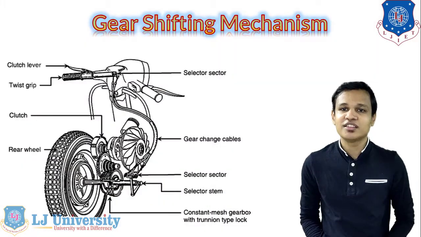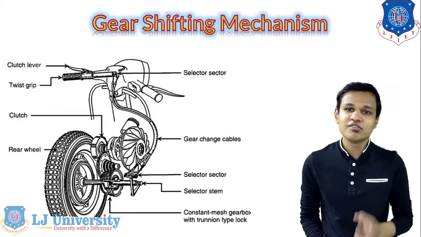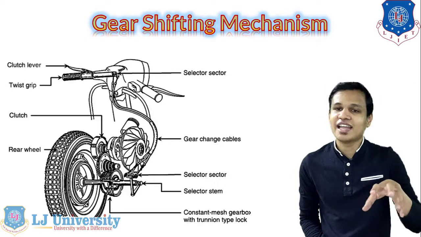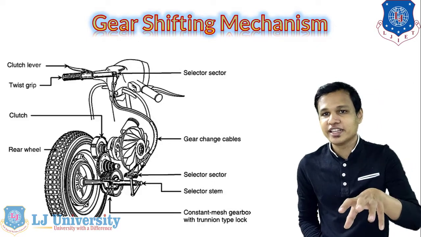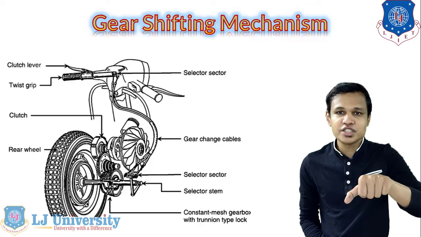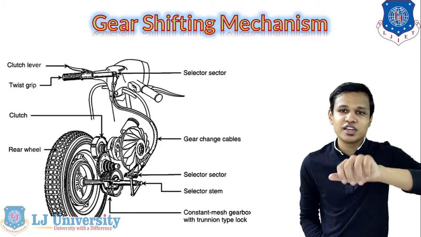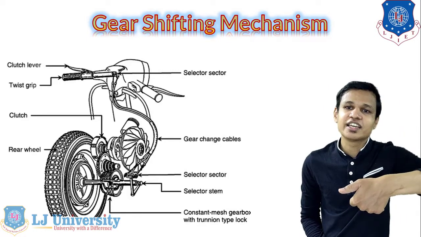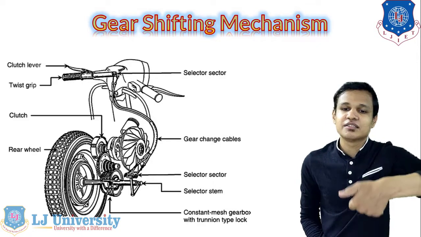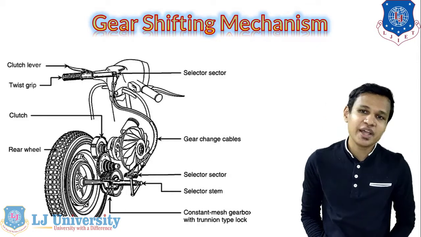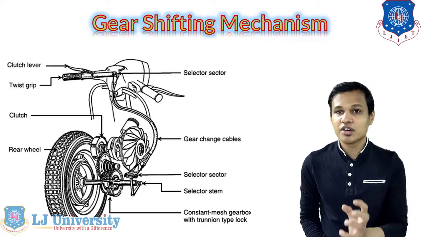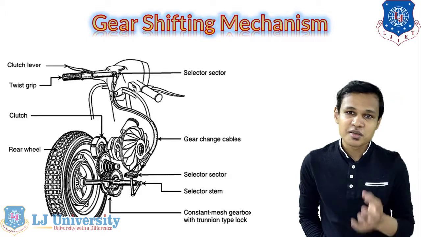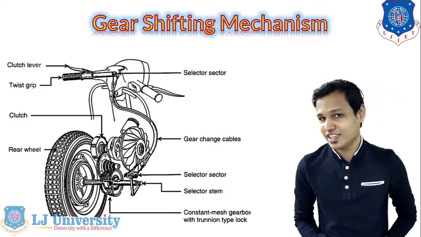In the figure right now you can see the gear shifting mechanism operated by hand. You can see the clutch lever and the grip provided together, so the clutch lever is pushed, and with the pushing of the clutch lever the grip is lowered down, right? With that the gear is shifted. This is a comparatively simpler mechanism; the number of components required for shifting gear is much lesser compared to the foot operated gear mechanism, right?